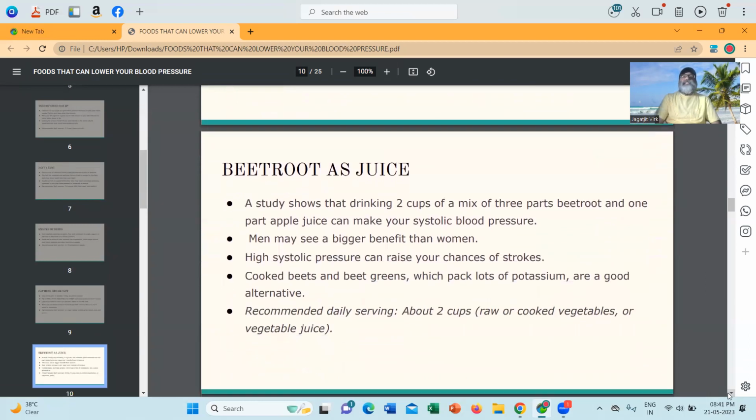Beetroot as juice. A study shows that drinking 2 cups of a mix of 3 parts beetroot and 1 part apple juice can lower your systolic blood pressure. Men may see a bigger benefit than women. High systolic pressure can raise your chances of stroke. Cooked beets and beet greens, which pack lots of potassium, are a good alternative. Recommended daily serving: about 2 cups raw or cooked vegetables or vegetable juice.